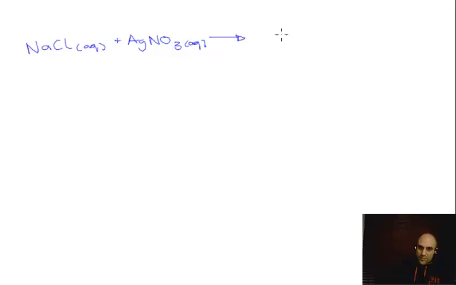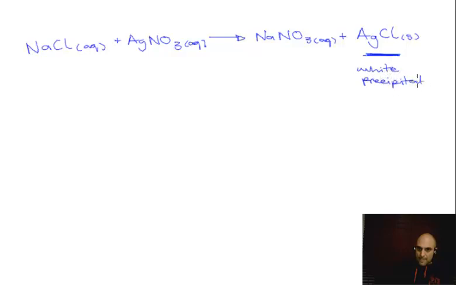This is going to form a soluble product, sodium nitrate, and my insoluble precipitate, silver chloride. I'll show it's insoluble with an s. This is my white precipitate. Alright?